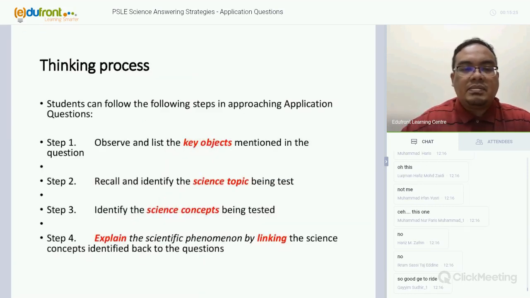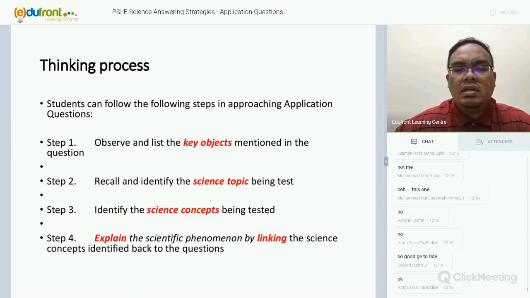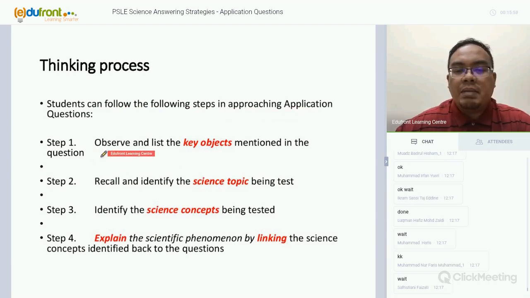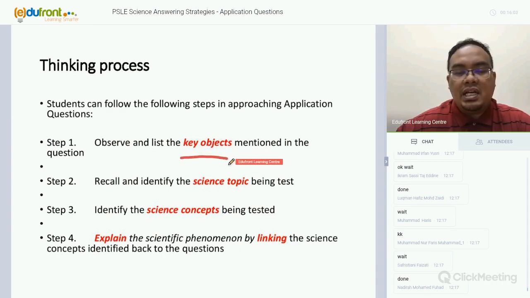Now, this is the key. I want all of you to focus on these 4 steps. Can all of you take a piece of paper and your pencil or pen and write this down right now? First, students can follow the following steps in approaching application questions. Step number 1, observe and list the key objects mentioned in the question.